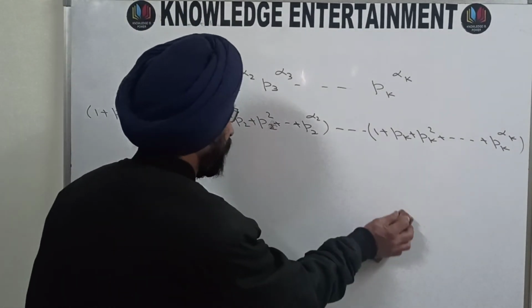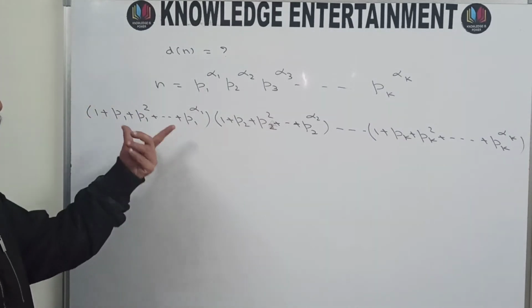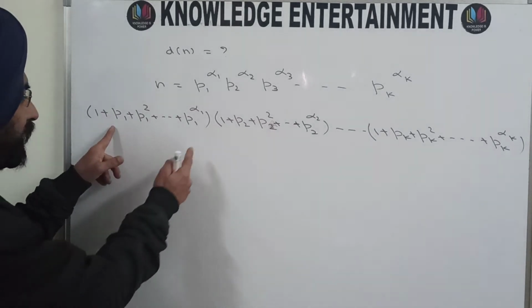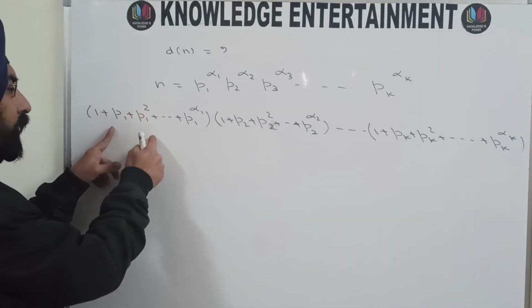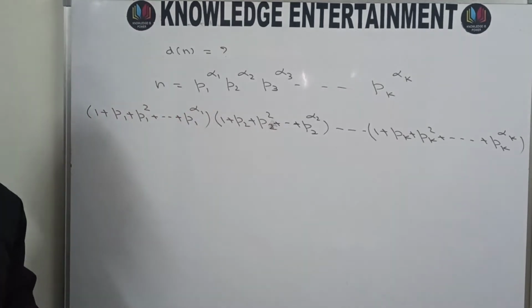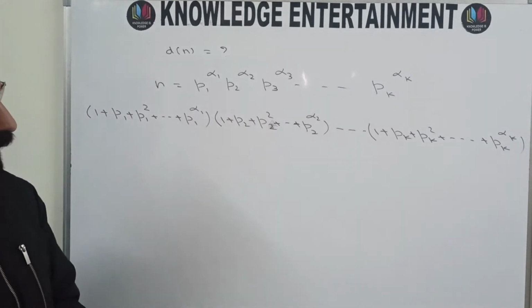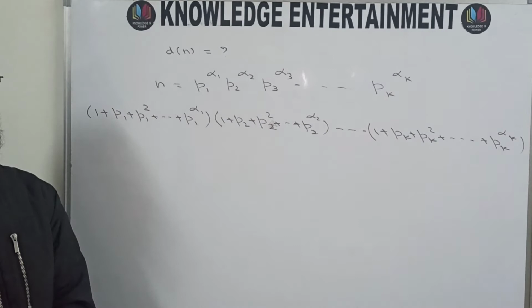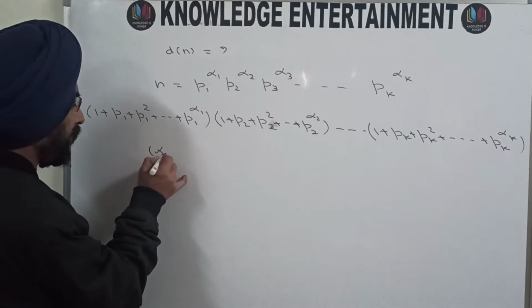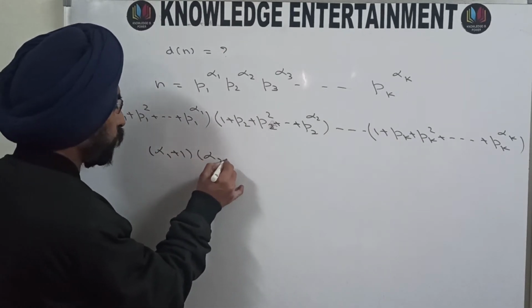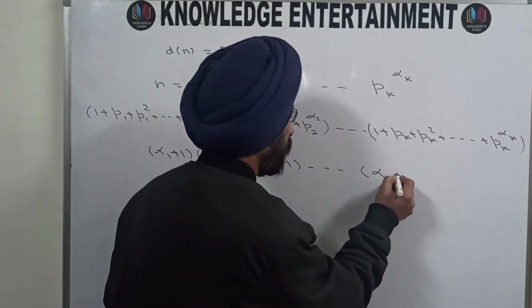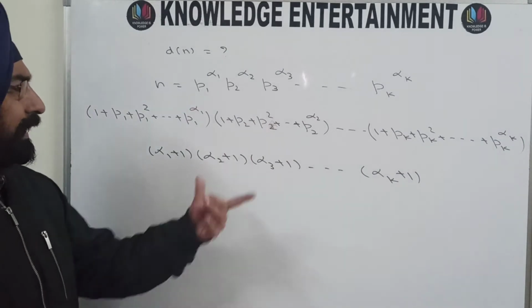Similarly, in this product, the first bracket contains how many terms? It contains alpha 1 plus 1 terms: alpha 1 from here to here, p1 power 1, p1 power 2 and so on up to p1 power alpha 1, and one additional term, 1. So it contains alpha 1 plus 1 terms. The second bracket contains alpha 2 plus 1 terms and so on. The last bracket contains alpha k plus 1 terms. So how many terms will there be in the product? The number of terms will be (alpha 1 plus 1) into (alpha 2 plus 1) into (alpha 3 plus 1) and so on, (alpha k plus 1). This will be the number of terms in this product.